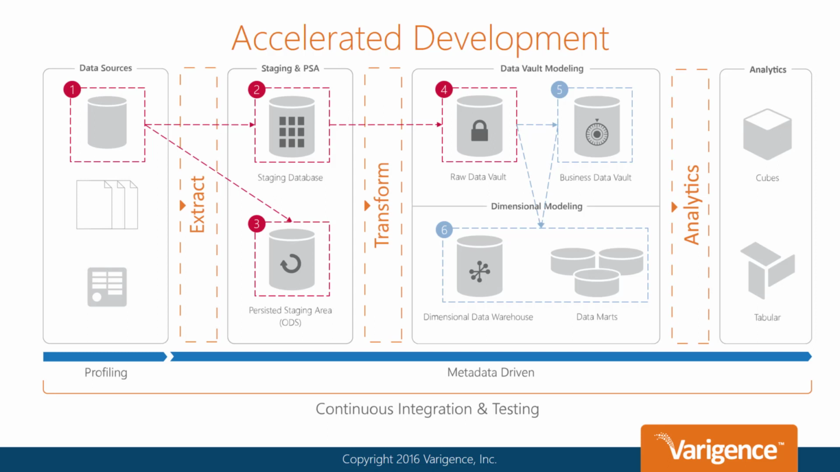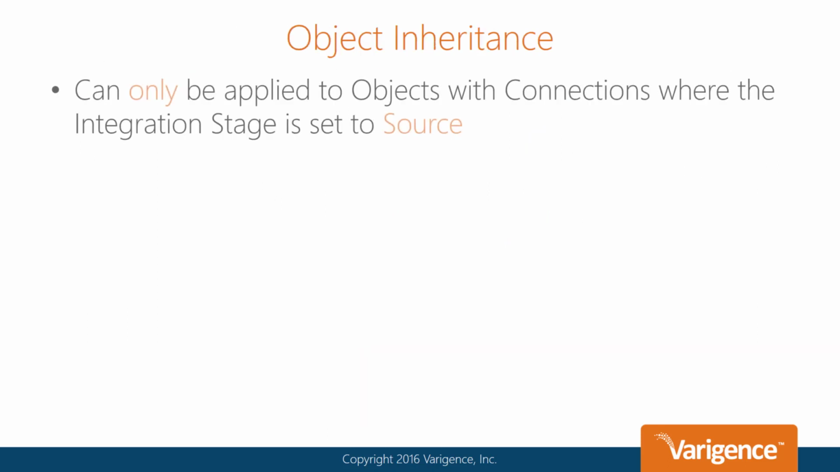So, with 1 and 2, object inheritance is really only relevant for taking data and extracting it from a source system and pushing it into a staging environment. Object inheritance can only be applied to objects with connections that have an integration stage set to source. In other words, it's not relevant when you are modeling your data mart or your Data Vault. It's currently only created to enhance your metadata experience for extracting source, giving you a couple more options when extracting data from the source system.